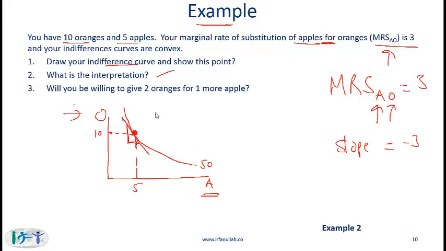That's the interpretation. The next question is, will you be willing to give 2 oranges for 1 more apple? And the answer is clearly yes, because as we just stated, you are willing to give up 3 oranges for 1 more apple. If you are willing to do that, then obviously you'll be willing to give 2 oranges for 1 more apple. So the answer to this is yes. Now to make sure you have understood this concept, do example 2 from the curriculum.